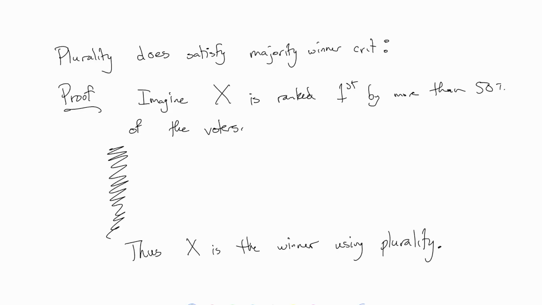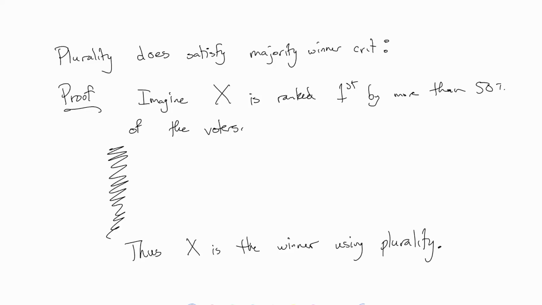Oftentimes with these little proofs, it can be hard to think about what the logical steps are that I'm supposed to be writing. But having this basic structure, I find, is helpful. If you're trying to explain why a system satisfies the majority criterion, you always begin by saying, let's pretend we had somebody who really was ranked in first place by more than 50% of the voters. And then you say some stuff, and you conclude that X is the winner using the plurality system. Anybody want to suggest what we can say in the middle here?